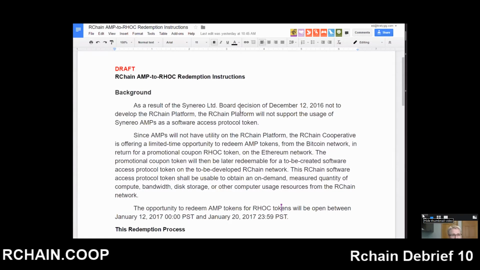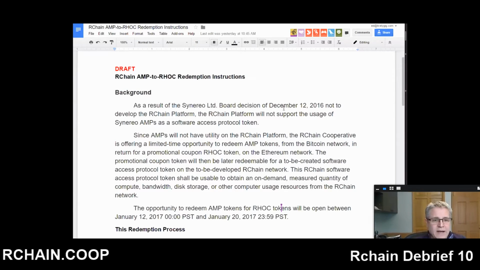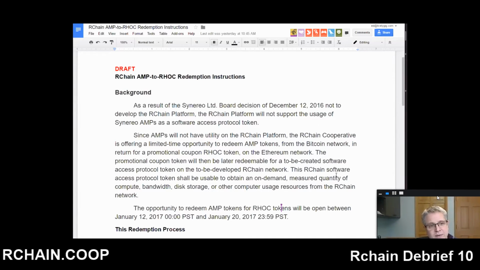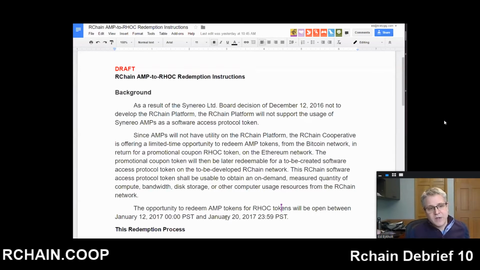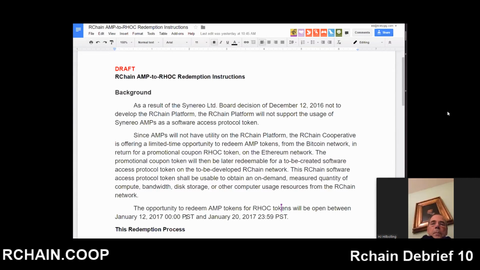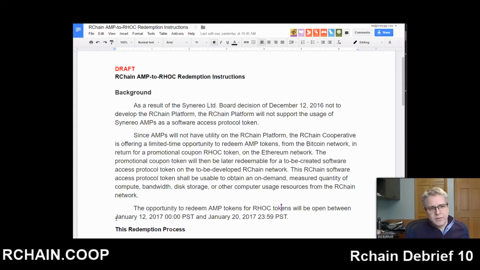Okay. So the document first describes the rationale for the redemption and the background. We've talked a lot on the channel about this, so I'm not going to go over that section in detail. The redemption period will hopefully start tomorrow morning Pacific time. HJ, could you mute, please? So hopefully things will be on schedule to start tomorrow morning, and we'll run through the 20th.